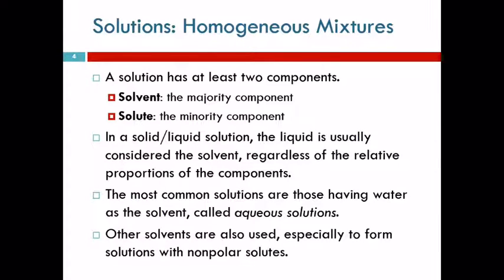There are at least two components, a solvent and a solute. There's only one solvent, but you could have many solutes. So the solvent is the component that there's more of. That's sort of a simplistic definition, but it works most of the time. So the thing that there's more of. The solute is the thing there's less of. So if we have a solid liquid solution where a solid is dissolved in a liquid, then the liquid is generally considered the solvent even if there's more solid than liquid. So that's already an exception to the general rule.